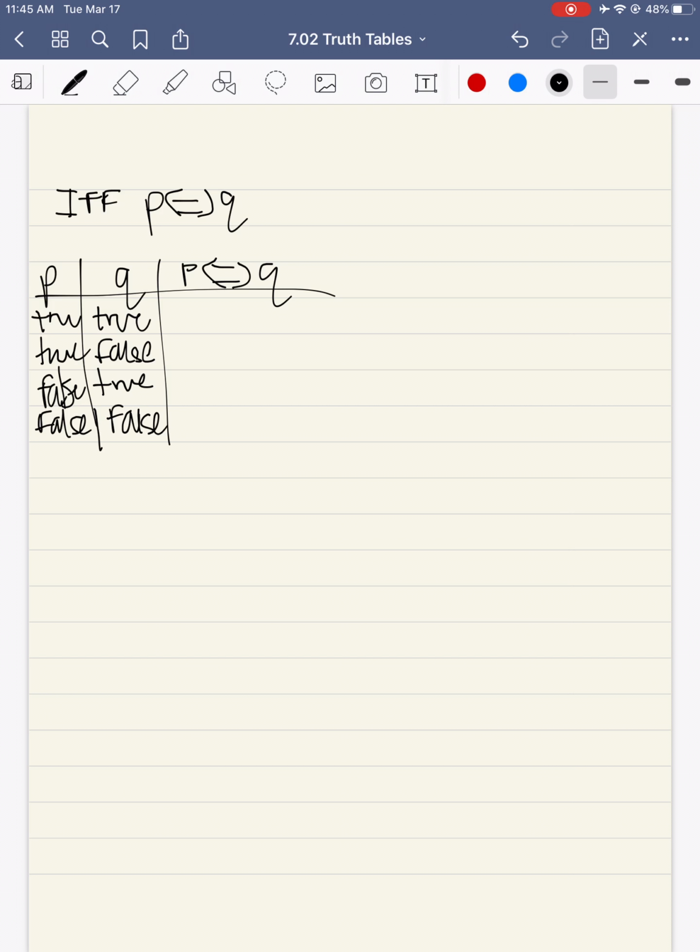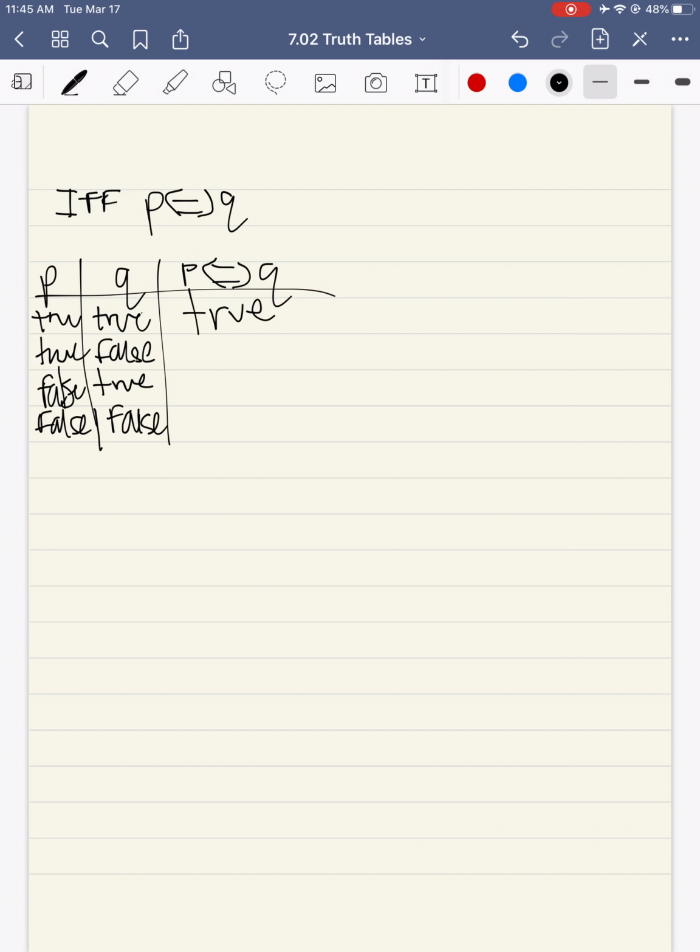So if and only if is going to be true when both of these statements are the same truthhood. What I mean by that is in the first two, let's say P is true and Q is true. So P is true if and only if Q is true. Well, that's a true statement because P is true and Q is also true.